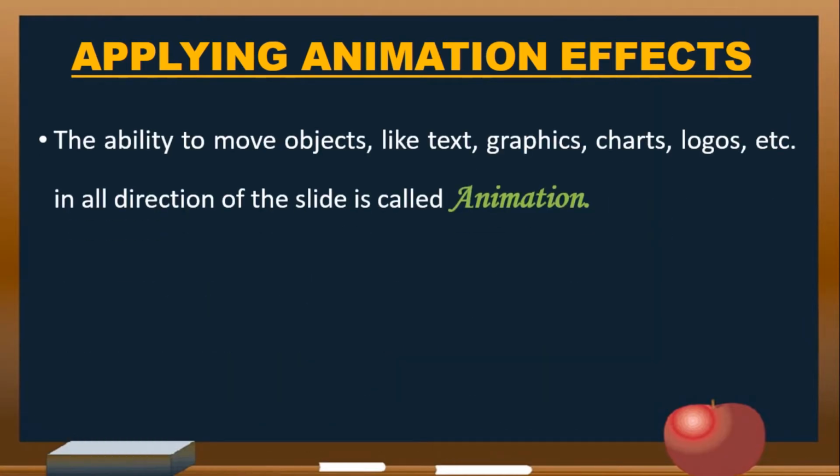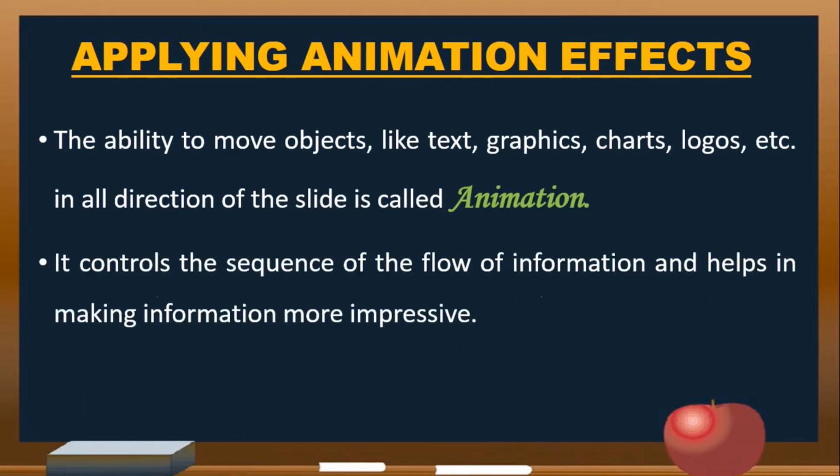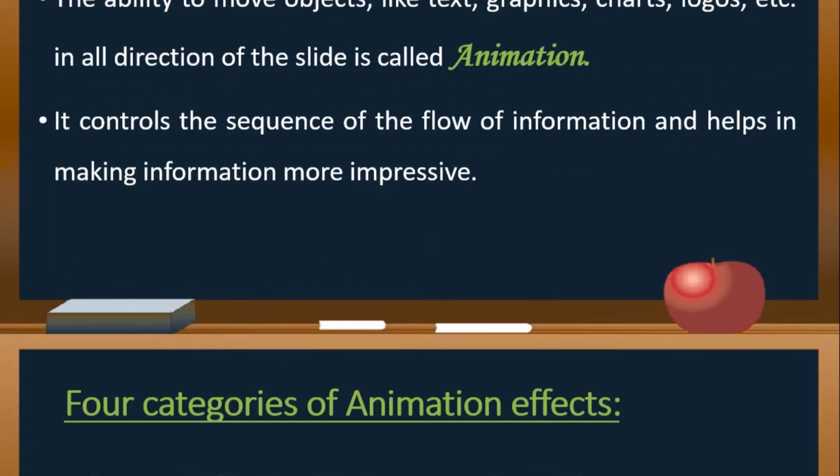Well, the ability to move objects like text, graphics, charts, logos, etc. in all direction of the slide is called animation. When you create a presentation, you place different objects on your slide. The objects can be any text, pictures, graphics, charts, whatever you are applying on your slide. You can animate each and every object. It controls the sequence of the flow of information and helps in making information more impressive.